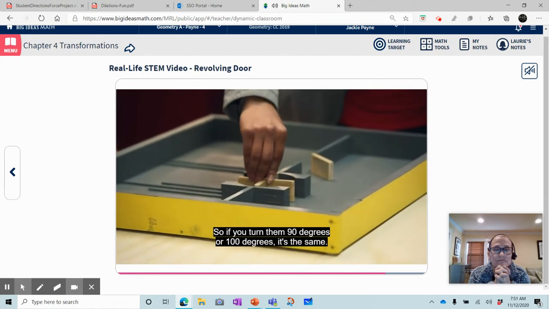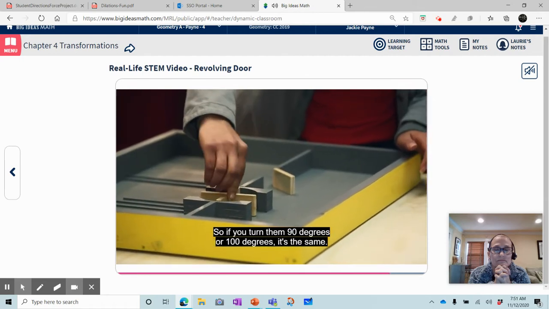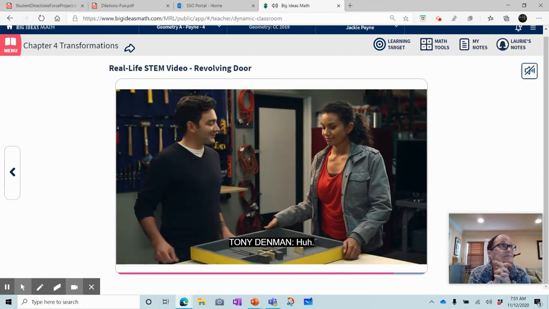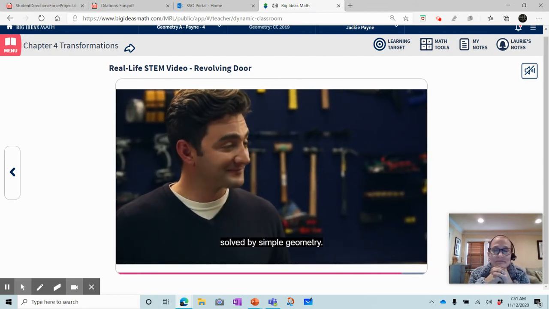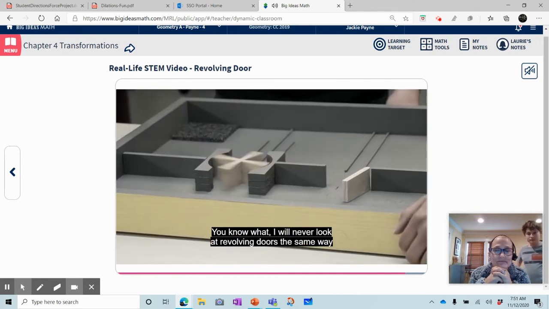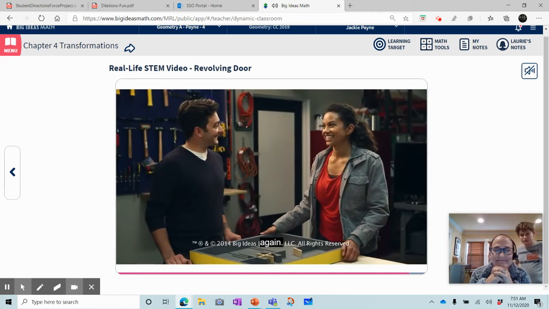So if you turn them 90 degrees or 180 degrees, it's the same. Well, there you have it. A complex problem solved by simple geometry. You know what? I will never look at revolving doors the same way again. Good.